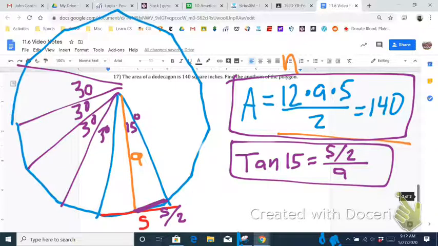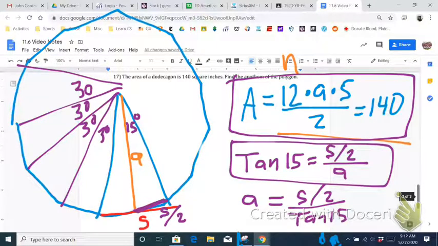You could express maybe a equals s over 2 divided by the tangent of 15, and then substitute that into the other equation, or solve for a, however you want. This is probably better written like this: s over 2 times tangent 15, and then do substitution and solve that way. So that would also work.